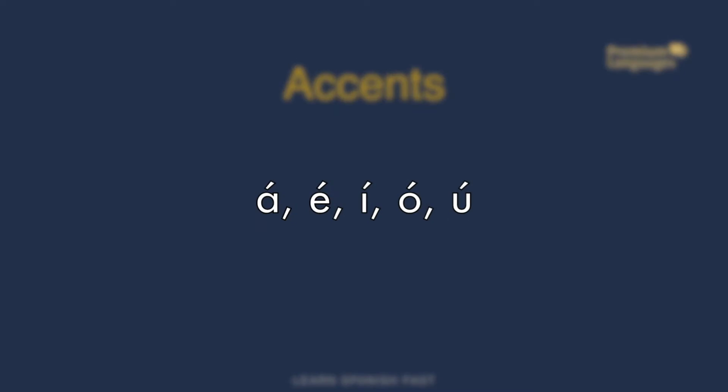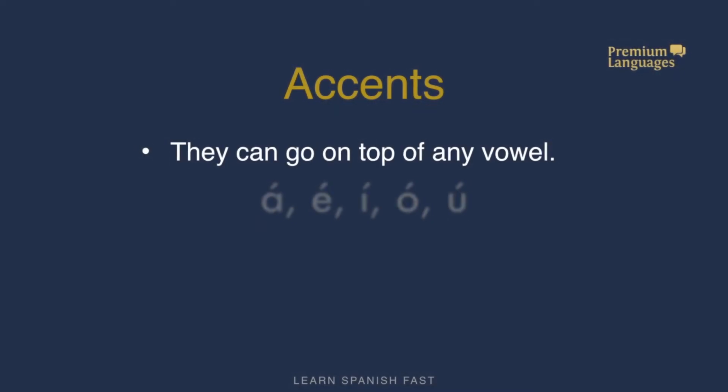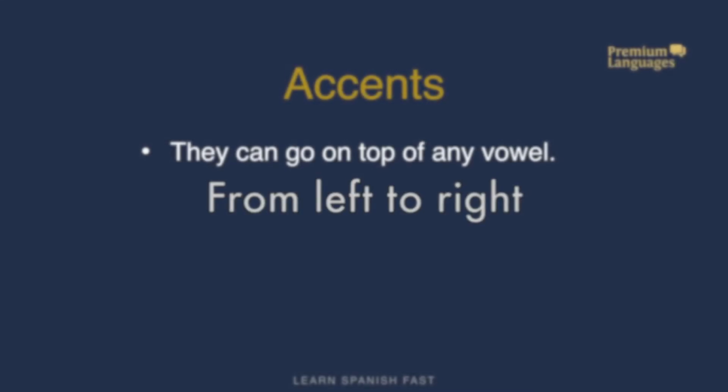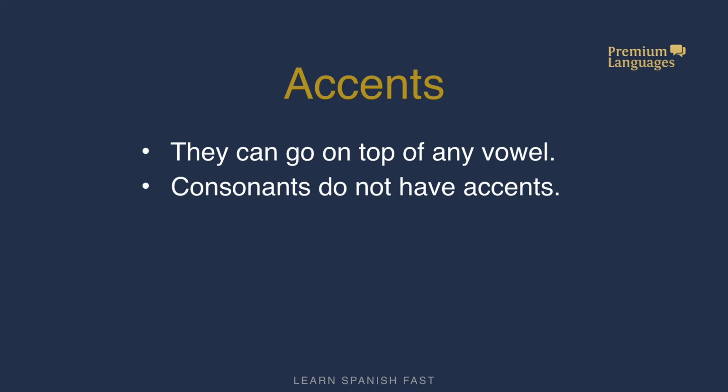Any vowel can have an accent. Any. And when we write them, they always go from the left to the right. Accents help us with the stress of the word, so they never go on top of consonants. It is easy to confuse the wiggle on top of the ñ as an accent, but it is not.